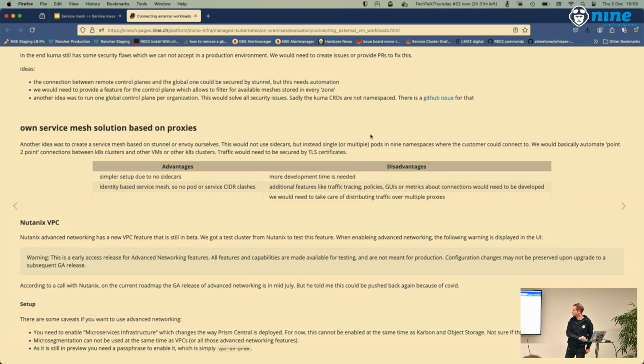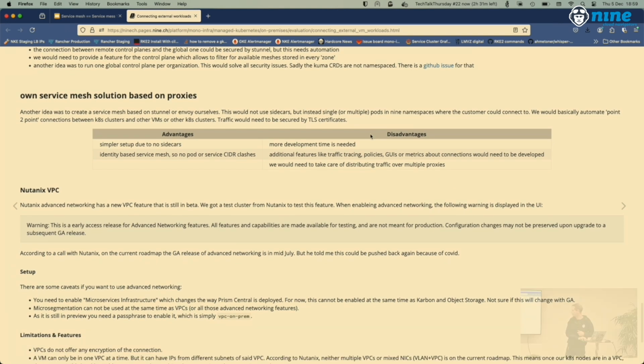Yeah, and then our own service mesh solution based on proxies with Envoy, kind of a nice idea. But given just the sheer amount of development time we would need for such a solution, we quickly moved past that. And we also had a look at Nutanix VPCs. Back then, Nutanix is our infrastructure provider for running VMs, and they provide a VPC feature, the same as Google, for example. But yeah, back then it was a bit of a technical and also license price issue. We don't know how much it costs.